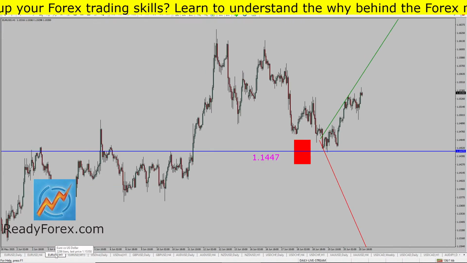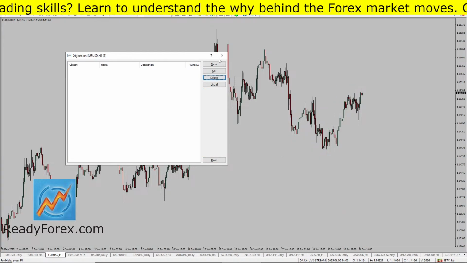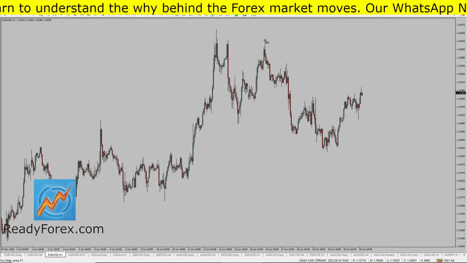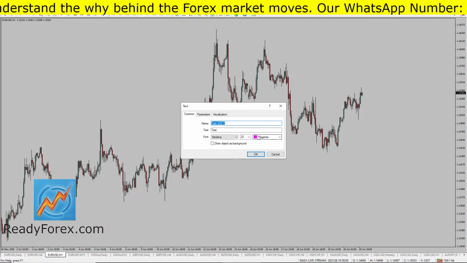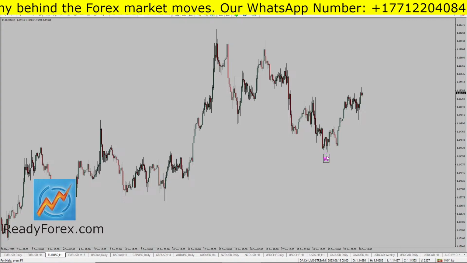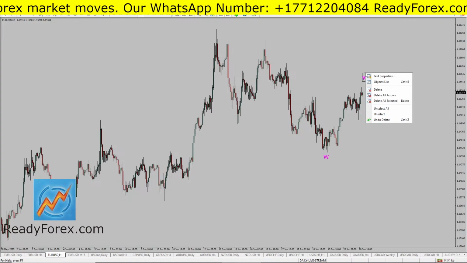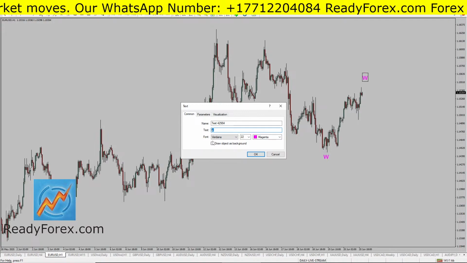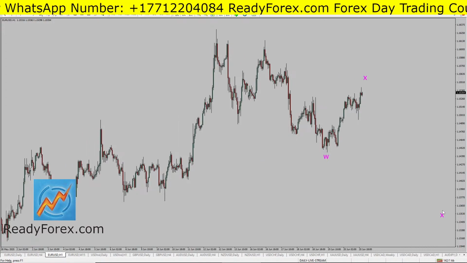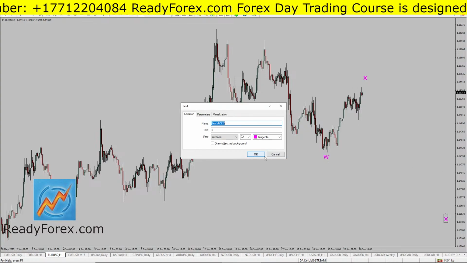Okay, so let me mark all of this. This is A, B, C, so this is W over here. And if this is W, then we are most likely going to get an X wave, and after this X wave, expect a wave Y to the downside.